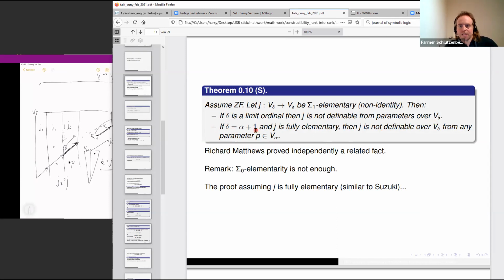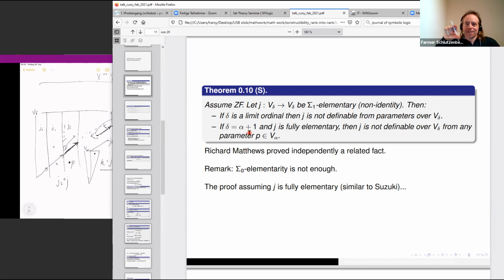If it's a successor and J is fully elementary, then J is not definable over V delta from any parameter in V alpha. We already saw that if delta is alpha plus 1 and alpha is a limit ordinal, then you can use this canonical extension to define J from its restriction to V alpha.